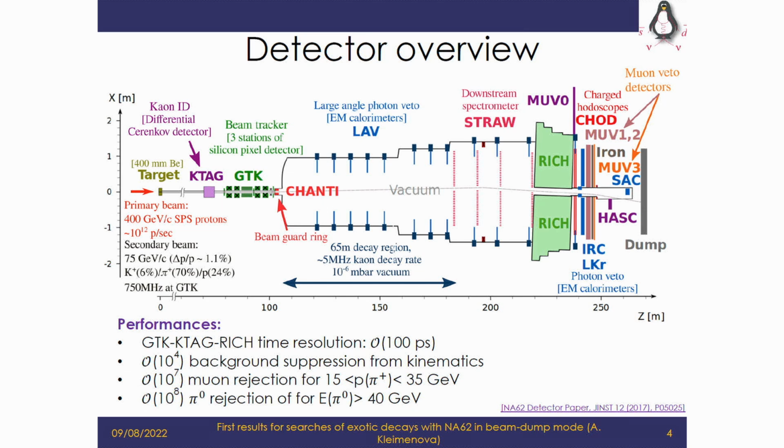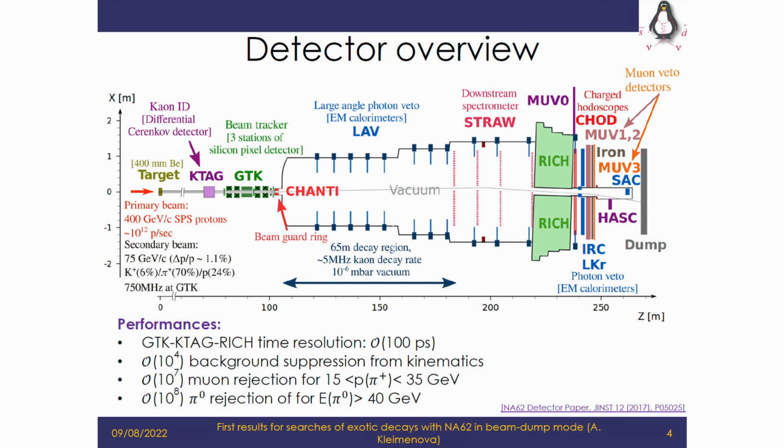since we want to know the Kaon, we have a detector which identifies the Kaon, which is called KTAG. And then we measure the momentum of the beam particles with the GigaTracker. And basically, after this, the beam travels inside the vacuum volume, which we call the decay region. And we study the decays of Kaons which are happening inside here.